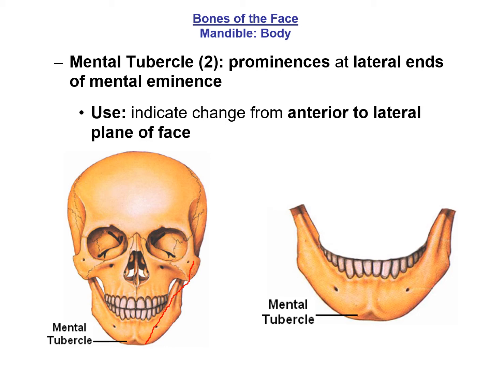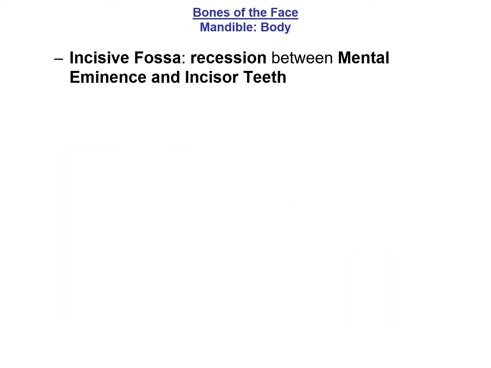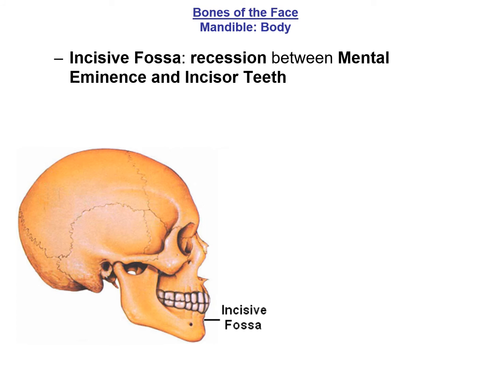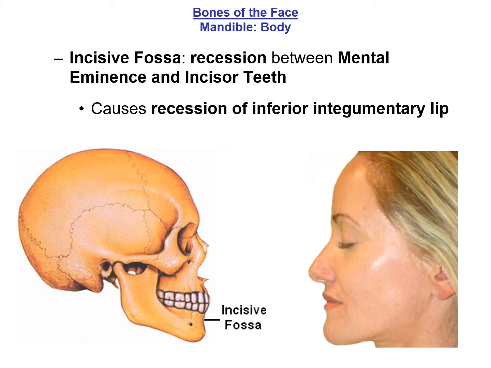Now, between the mental eminence and the lower teeth is the incisive fossa. It's a little recession between the mental eminence and the incisor teeth of the mandible. This causes a recession of the inferior integumentary lip. So this little dent right here between the chin and the lower lip, that's caused by the incisive fossa.